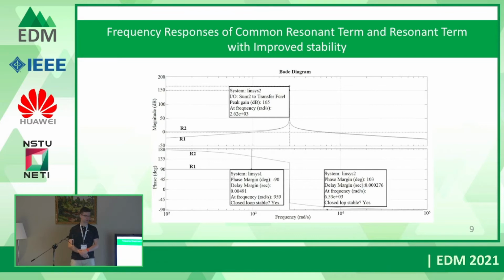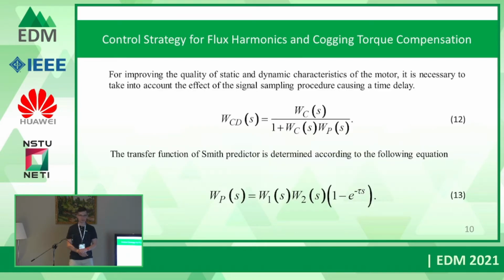Here is the frequency response of the classical resonant term, represented as R1, and the resonant term with improved stability, represented as R2. As we can see, there is a change in frequency properties, as we mentioned before. To eliminate these drawbacks, such a structure of control device will be implemented in control of rotor speed, where omega p is the transfer function of the Smith predictor.